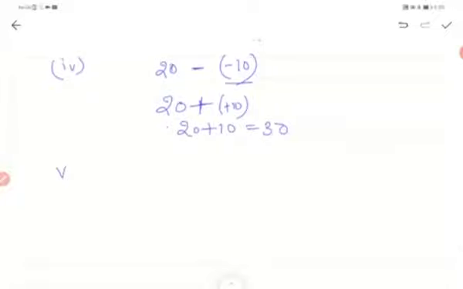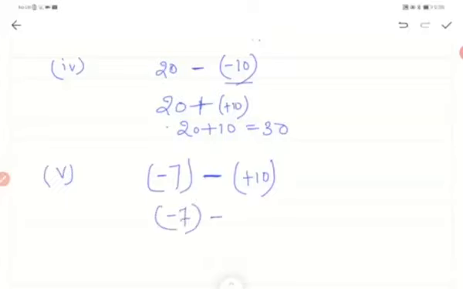Okay, so I will take one more. If I have a number something like 7, minus 7, I'm subtracting a negative integer from a positive integer. I'll take this as plus 10. So I will convert this minus into plus. So this will be minus 7 plus the additive inverse of 10, which is minus 10.